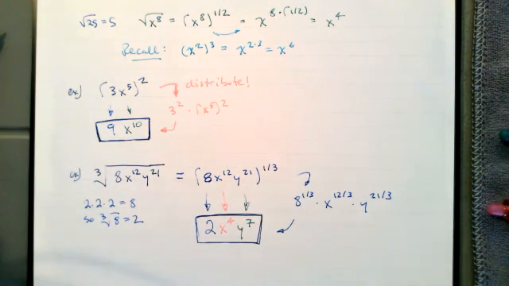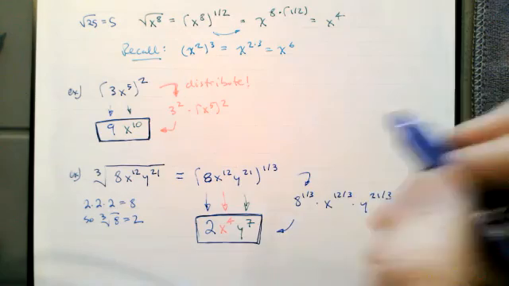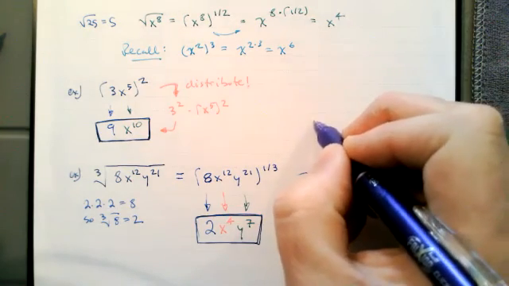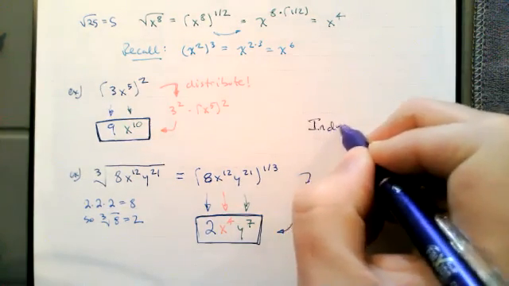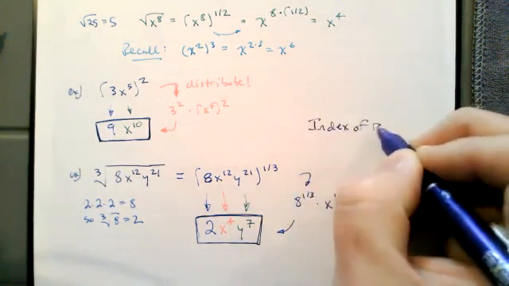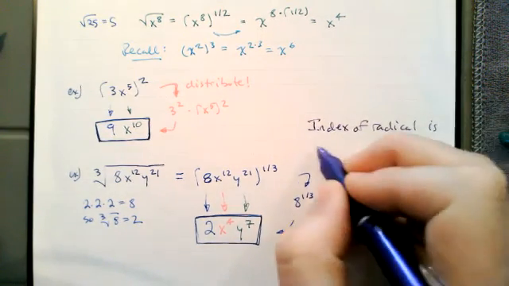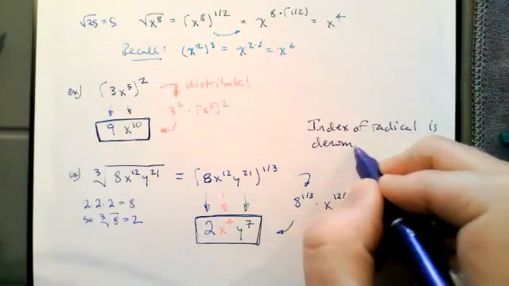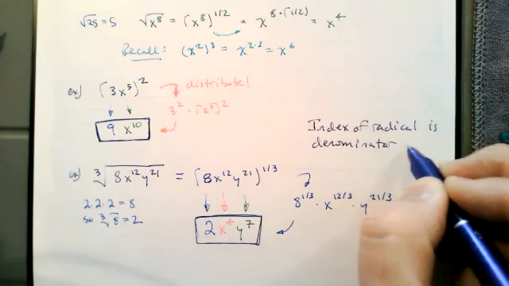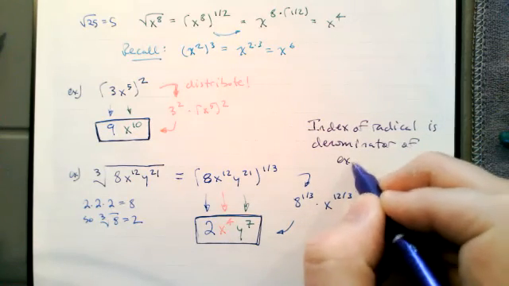Index of radical is denominator of the exponent.